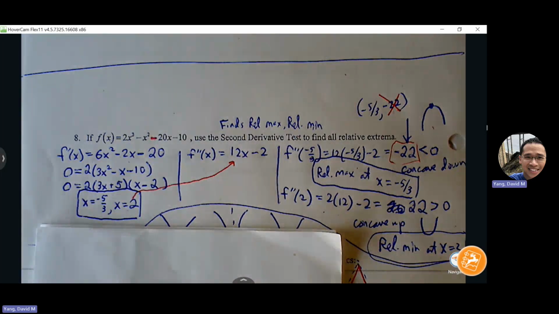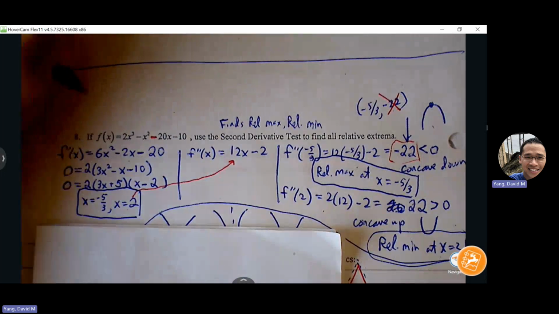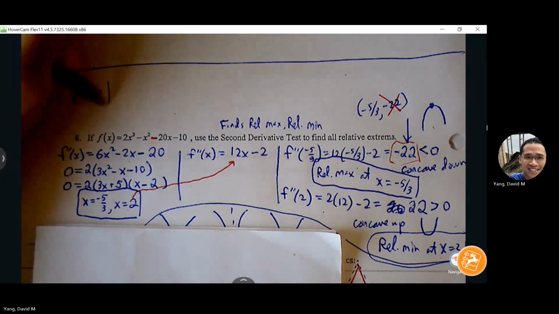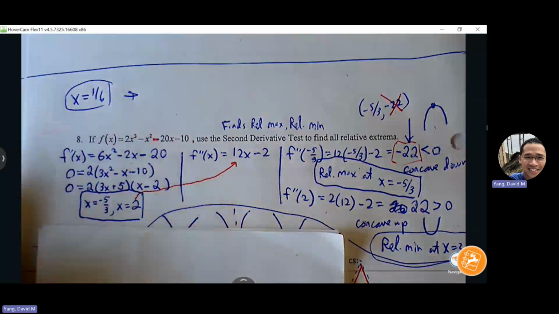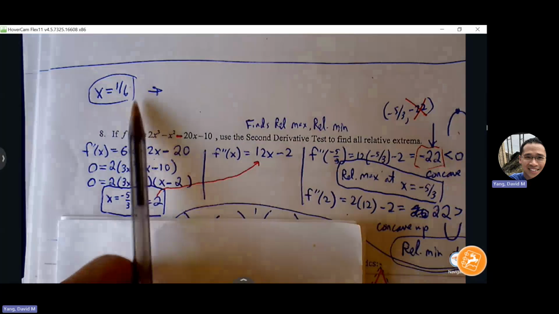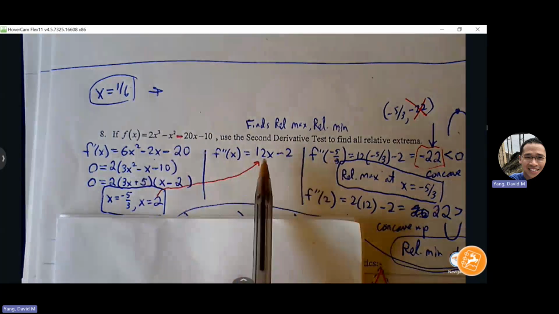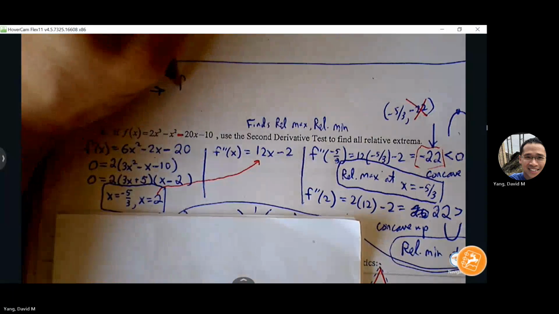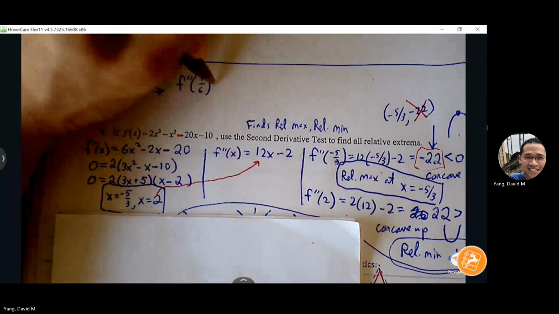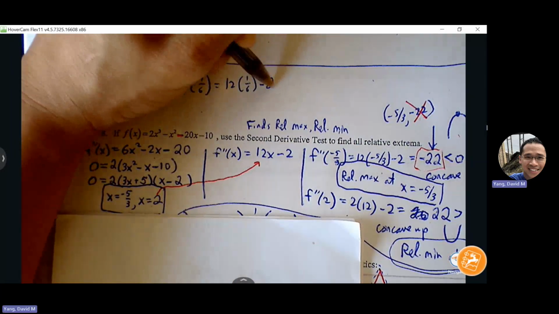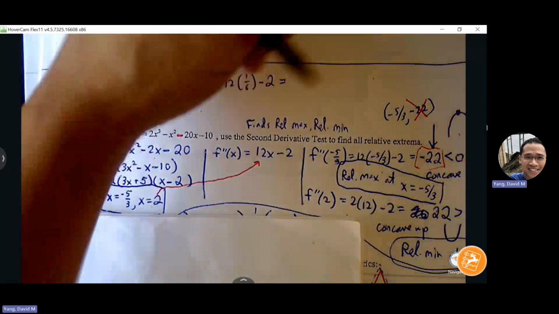Now, there's a special case that I haven't gone over yet. I want to talk about that special case. Let's say there was a critical point at x equals 1/6, just for demonstration purposes, and I want to test 1/6. So I test 1/6 in for x. What do I get? 0.